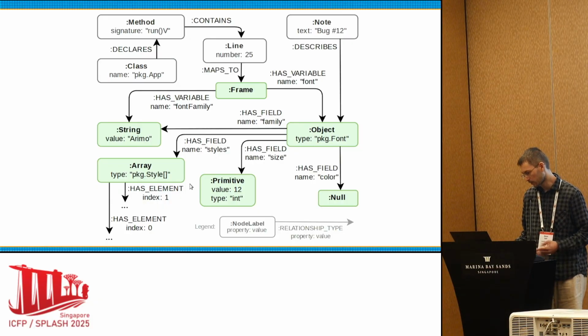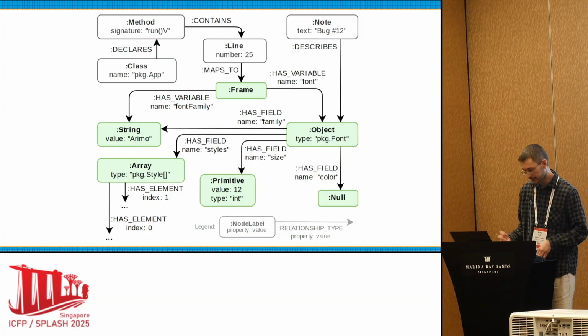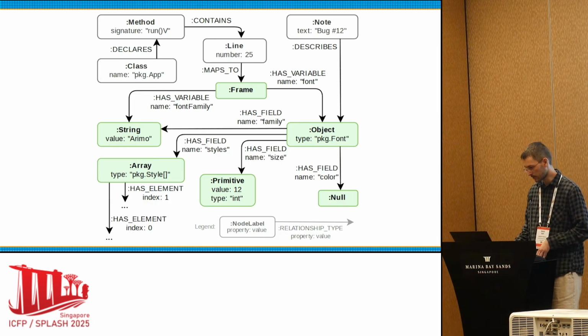It is quite straightforward. If you think about it, it's just one-to-one mapping between the JVM object graph, and this is almost the same as the graph in Neo4j. So it's quite simple. Now, where's the catch? Why is it not so simple?